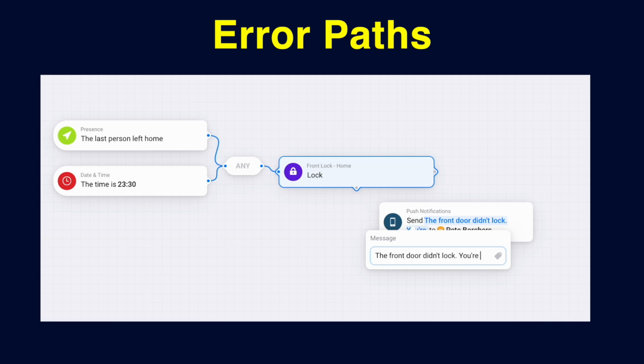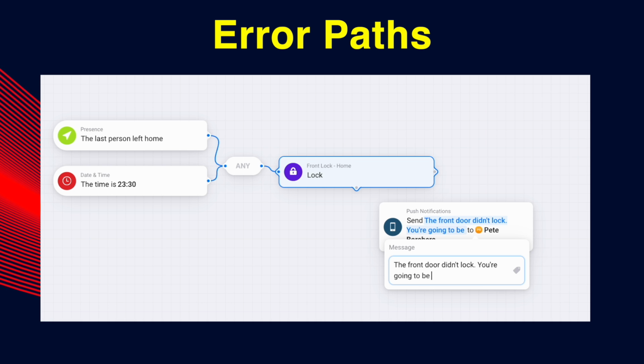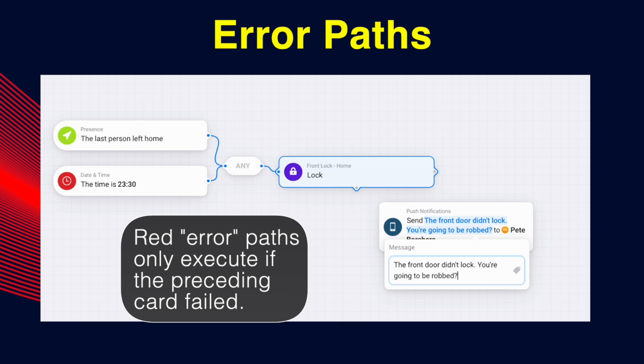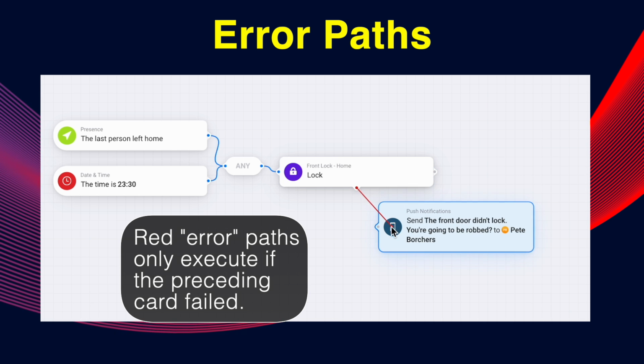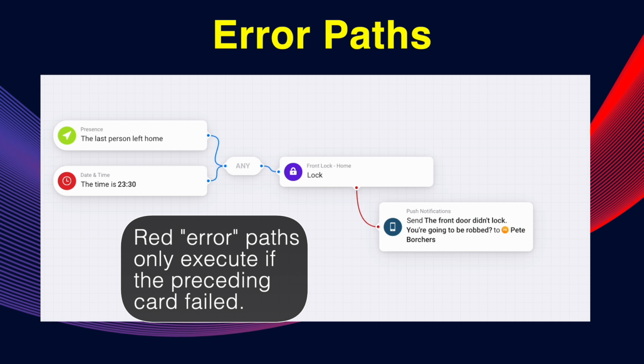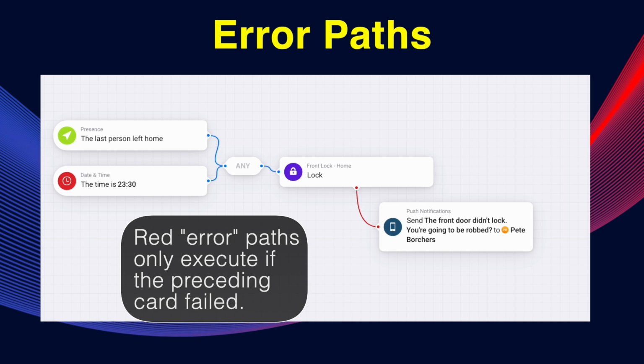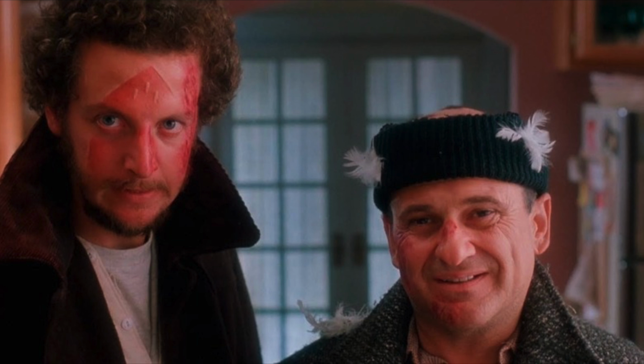Error paths. Sometimes automations fail and you want to know about it. Flow cards give you the option to create a new path of action if the planned path doesn't work. So for example, if you have a flow to lock your front door and that lock is unresponsive, you can create an error path to a new card that will send you a notification on your phone to let you know that your house will probably be ransacked by the wet bandits if you don't take some action.